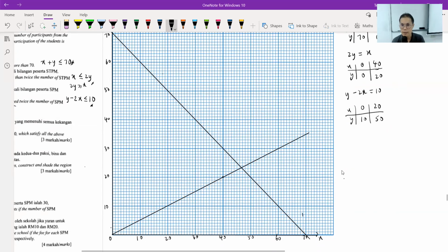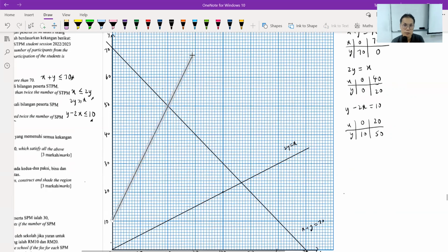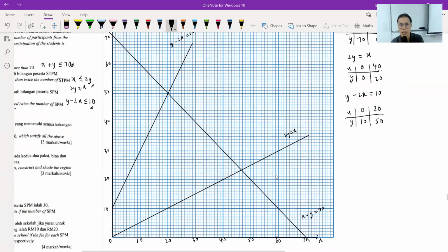So the first line is x plus y equals 70. The second one is 2y equals x, or x equals 2y. Yeah? Okay, the third one passes through 0, 10 and 20, 50. 0, 10 and 20, 50 is over here. So again, make sure you pass through 0, 10 and 20, 50 here. Okay, so this line is y minus 2x equals 10. So I got these three lines drawn.